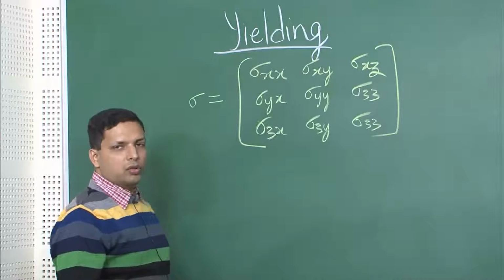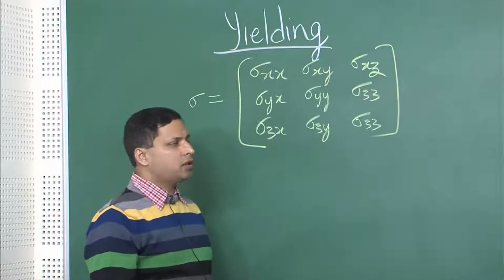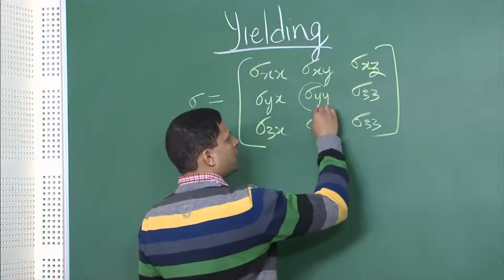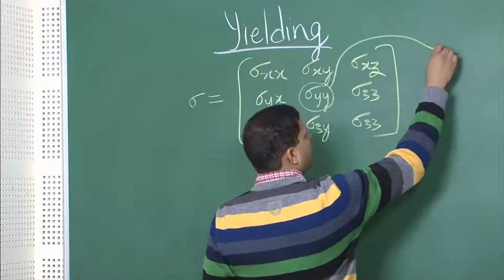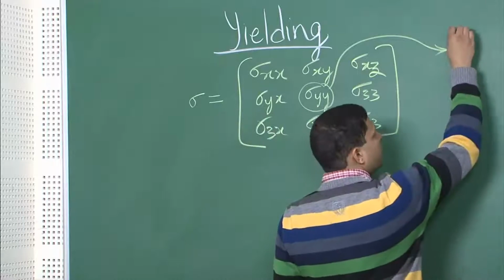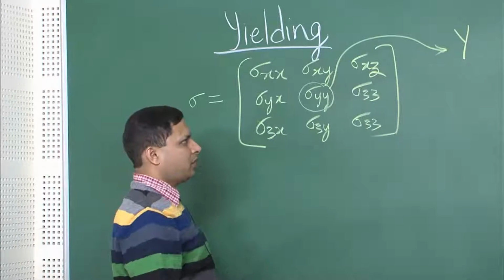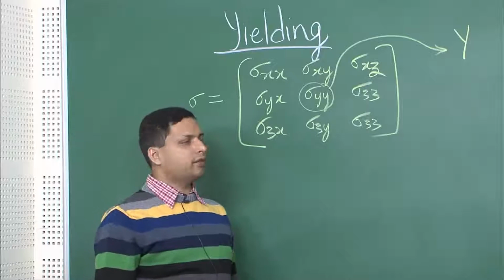Now, when we are talking about a simple tensile deformation condition, only one quantity exists. So, this is sigma y, and we know from our simple tensile test that when this value reaches sigma y, which is the yield strength of the material, then we say that the material has started to deform.